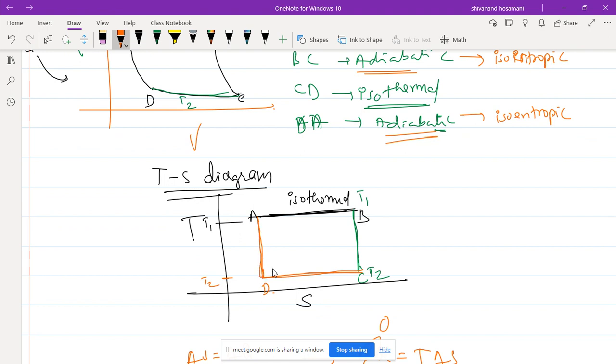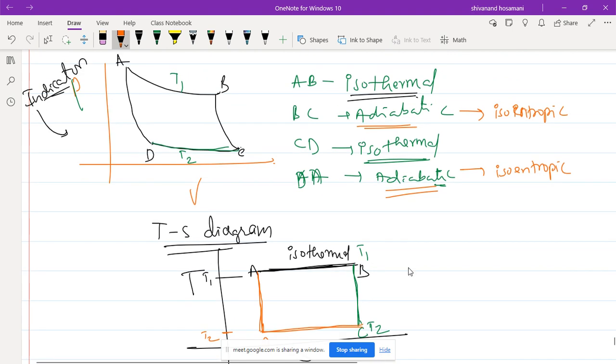Just observe these two diagrams, the PV diagram and the TS diagram. You have converted this PV diagram to a TS diagram. So they may ask this conversion from TS to PV always. Is that clear?